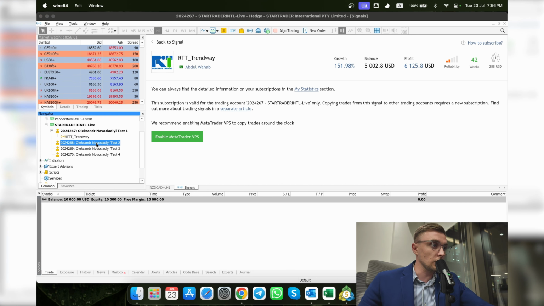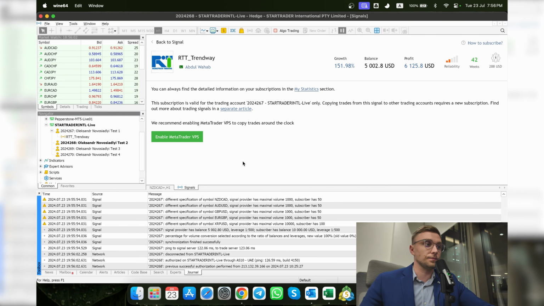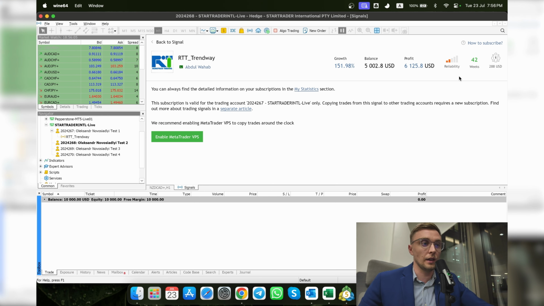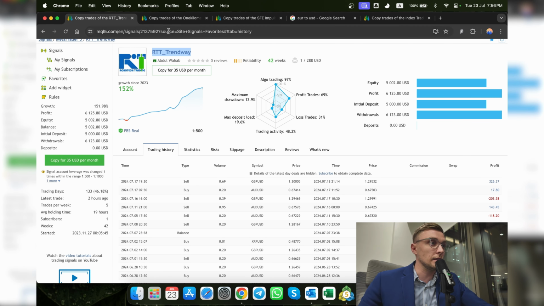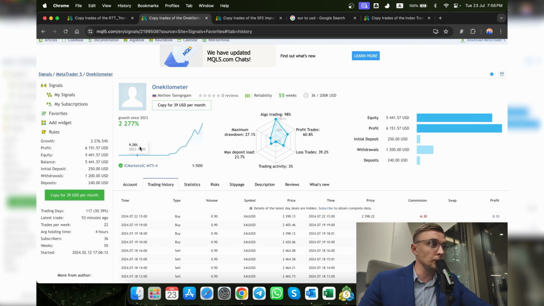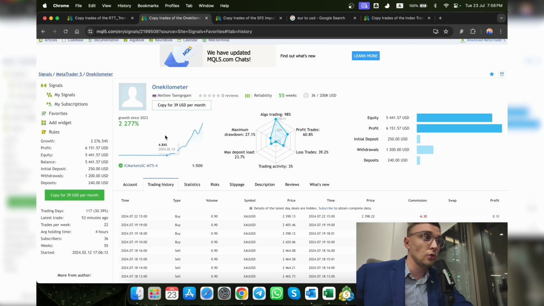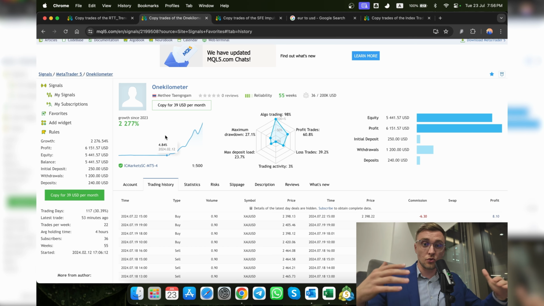Let us go and connect to another account. Yes, we are already there, and we are searching for another signal. This is the 1 kilometer. What I will do is connect to all of them with the same trading volume.